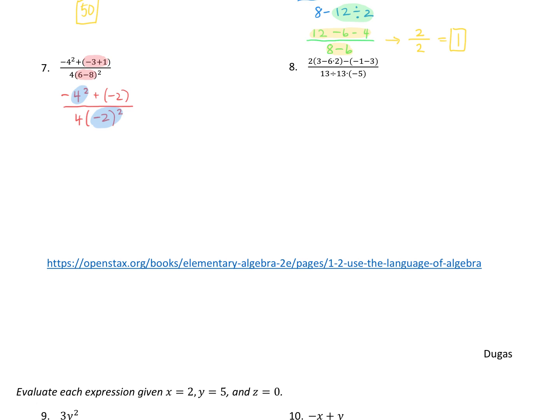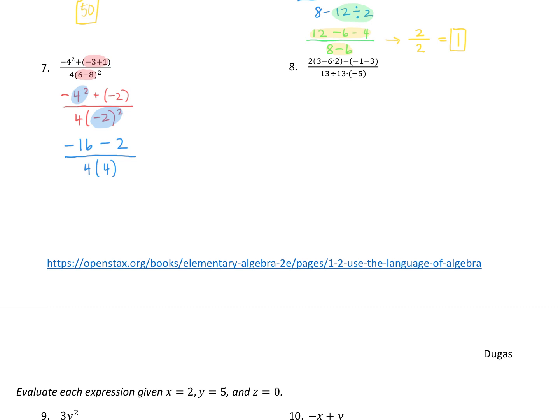So in the top, I have a negative 4 times 4, which is negative 16, minus 2, or plus a negative 2. So this plus a negative 2, you can leave it as plus a negative 2, or you know that a positive times a negative is a negative, so you could just write it as minus 2. Either one is fine. Okay, in the denominator, we're going to do the exponent, so we bring down the 4. Negative 2 times negative 2 is a positive 4.